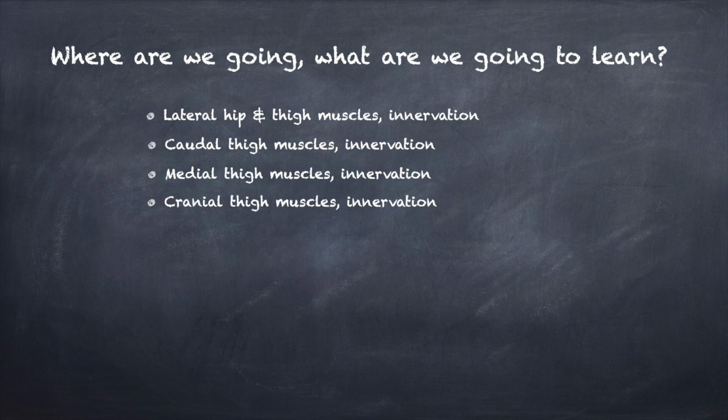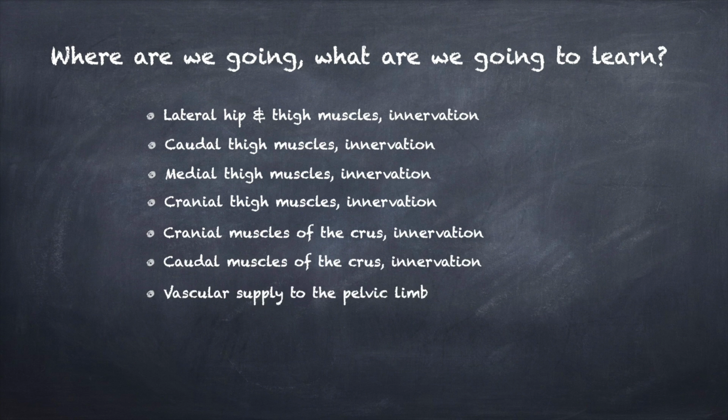So we're going to work our way around. We'll then look at the cranial muscles of the crus with their innervation and the caudal muscles. Then we'll look at the vascular supply to the pelvic limb.